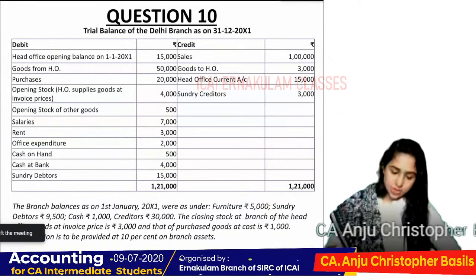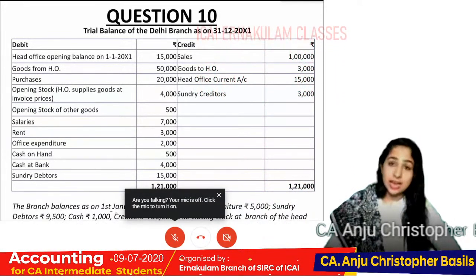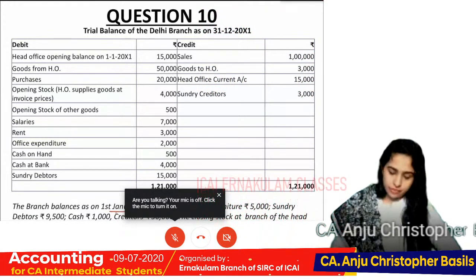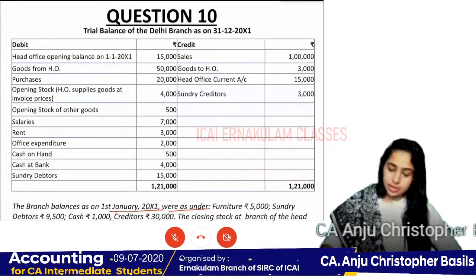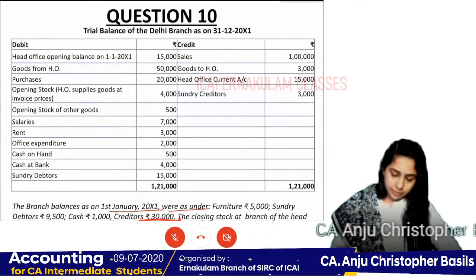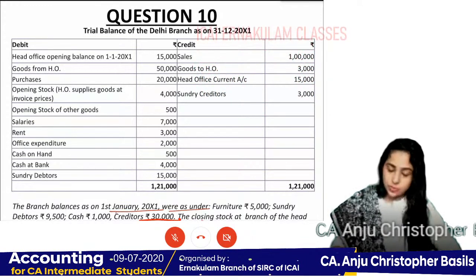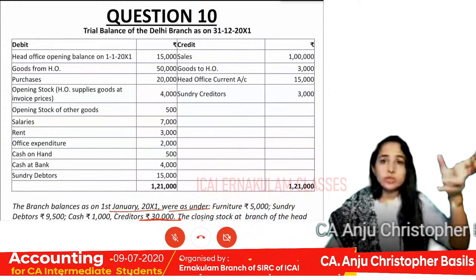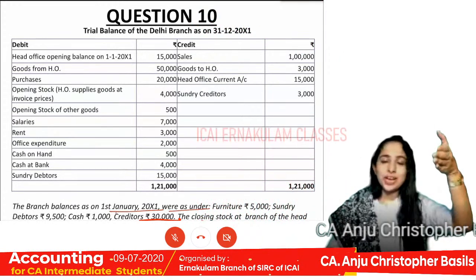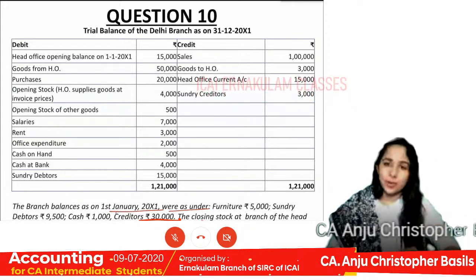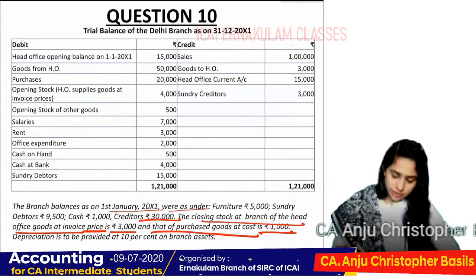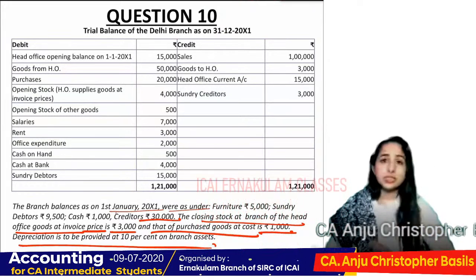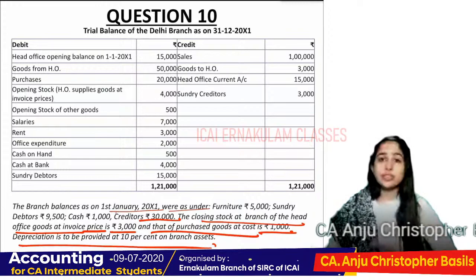The branch balances as on 1st January 2001 were as under: furniture 5,000, debtors 9,500, cash 1,000, creditors 30,000. Closing stock of the branch of the head office goods at invoice price is 3,000 and that of purchased goods is 1,000. So the branch has both sides of goods: one received from the head office and the other its own purchases. Closing stock of both is given. Depreciation is also given, at 10% on branch assets.